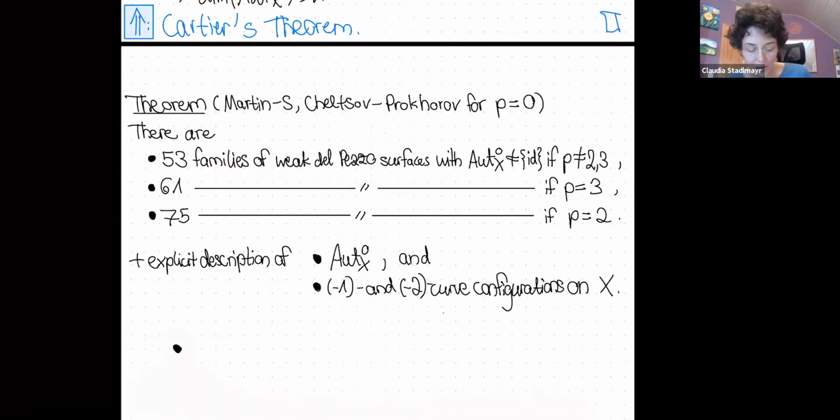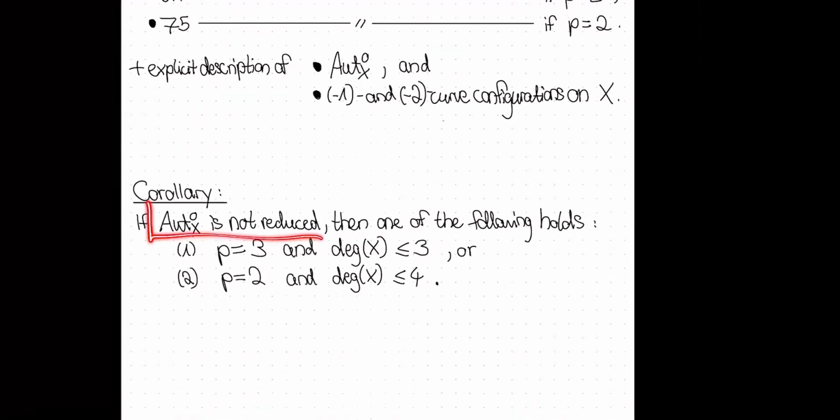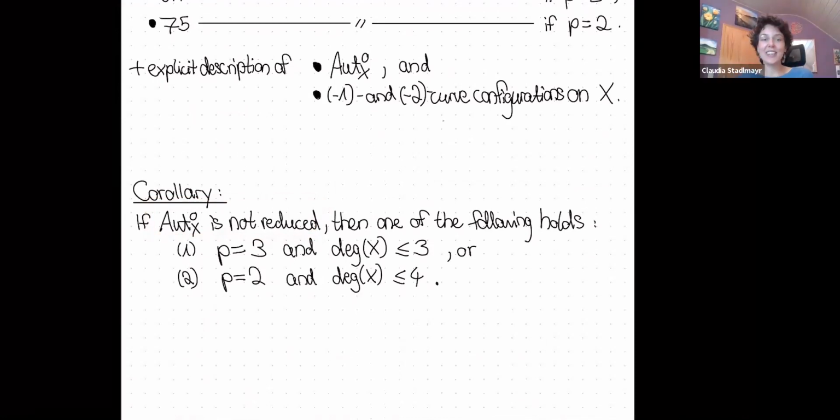And of course, since we calculated explicitly all Aut_X^0, we can just check in each case whether it is reduced or not. And by doing so, we see that this non-reducedness phenomenon only occurs in characteristic 2 and 3, and also there only in certain small degrees. And this is the content of the next corollary. So if Aut_X^0... I didn't catch, what was the first reason? The first reason was that for the same configuration of -1 and -2 curves, there can be more weak del Pezzo surfaces in small characteristics than there are in characteristic 0. Okay. And we're going to see in the table in the end precisely this phenomenon. And I'm going to come back to those two reasons.